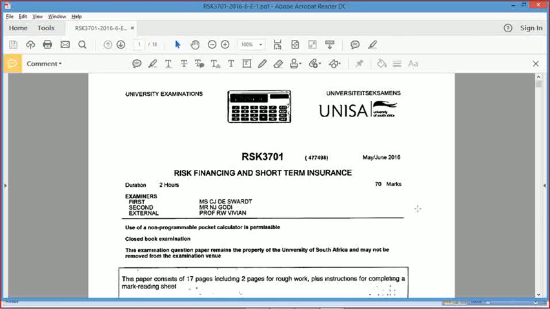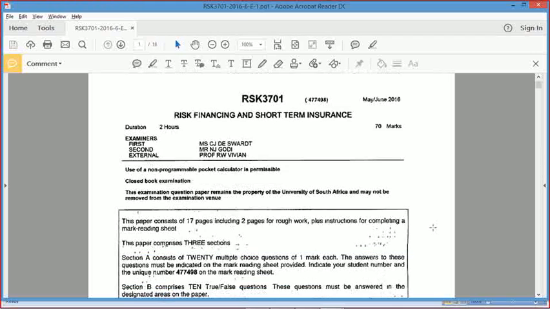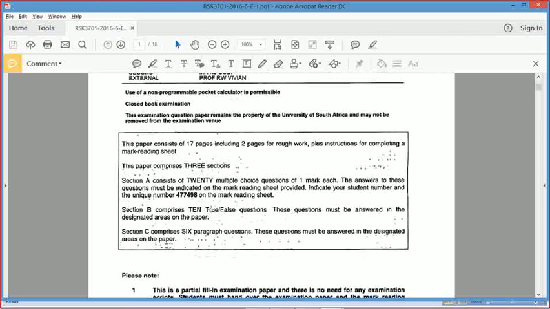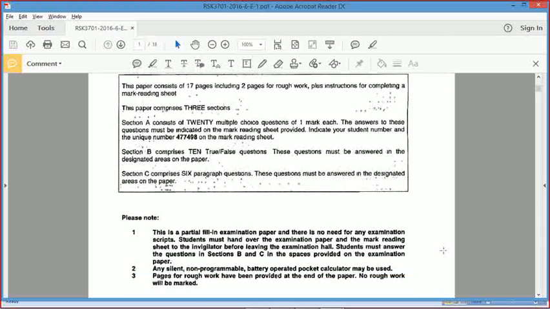RSK3701, we're looking at the May-June 2016 paper. It's a 2-hour paper for 70 marks. Again, you've got three sections here. Section A, 20 multiple choice. Section B, 10 true and false. And then the last question is written. Six paragraph questions.